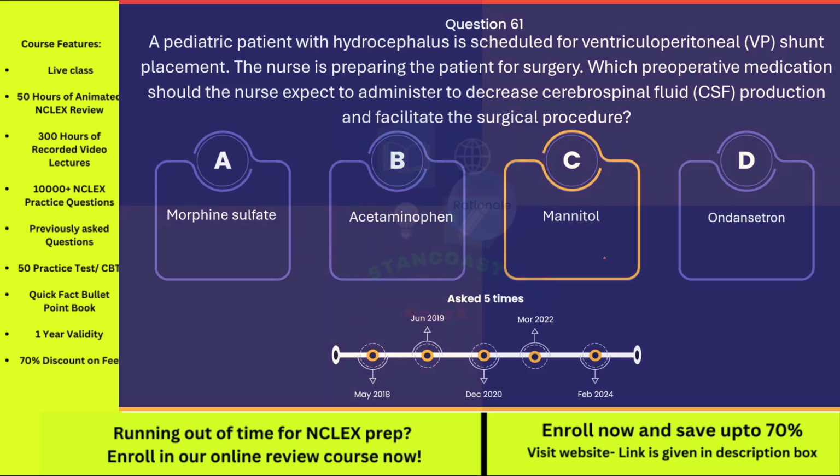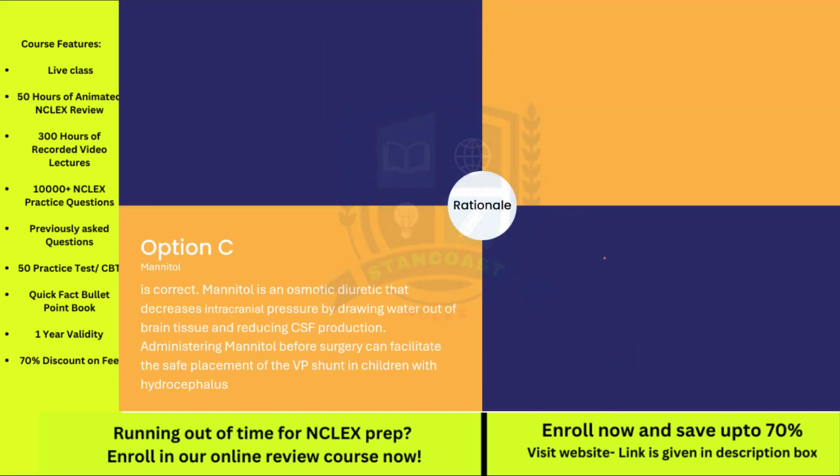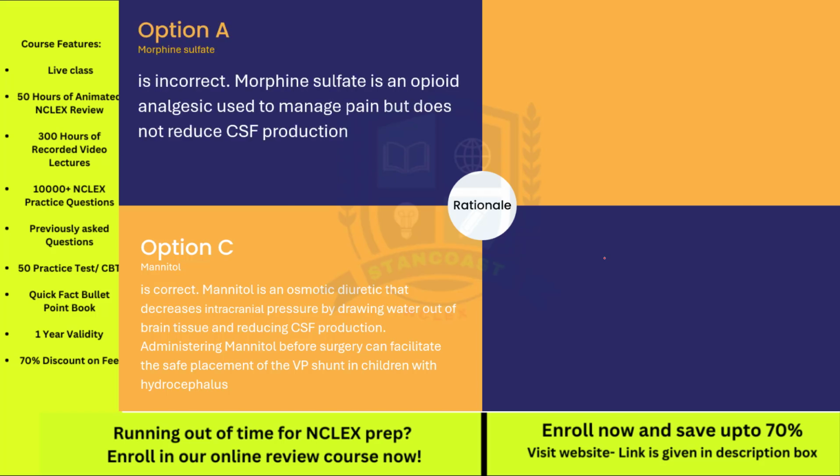Mannitol. C is correct. Mannitol is an osmotic diuretic that decreases intracranial pressure by drawing water out of brain tissue and reducing CSF production. Administering mannitol before surgery can facilitate the safe placement of the VP shunt in children with hydrocephalus. A is incorrect. Morphine sulfate is an opioid analgesic used to manage pain but does not reduce CSF production.